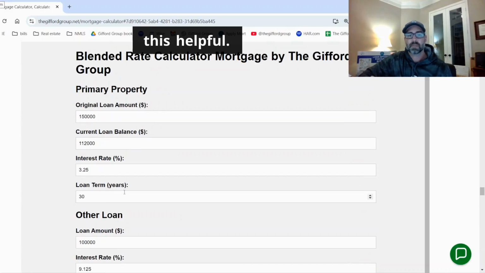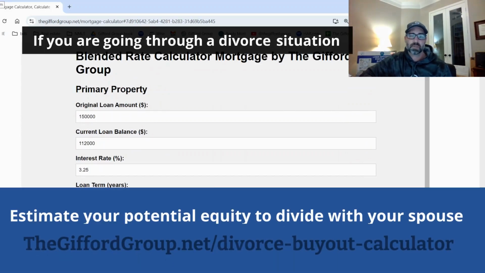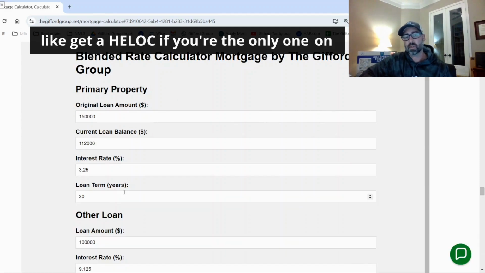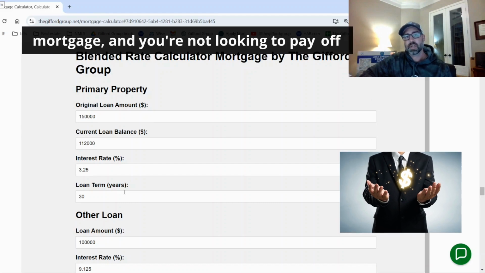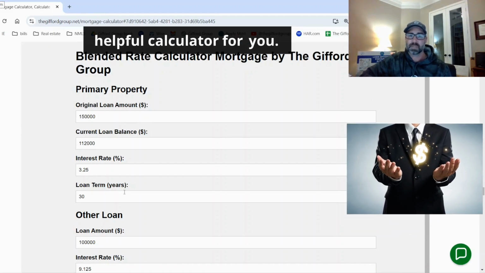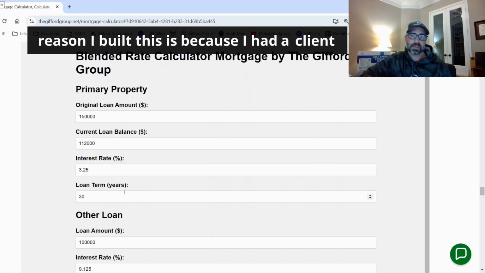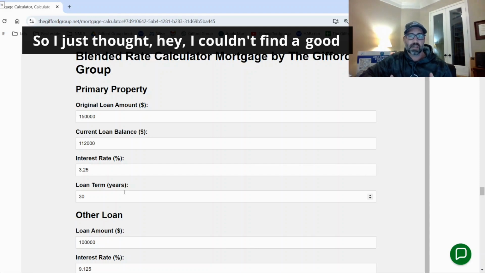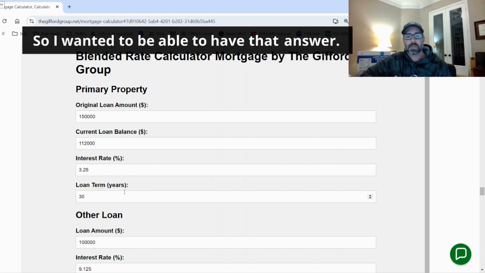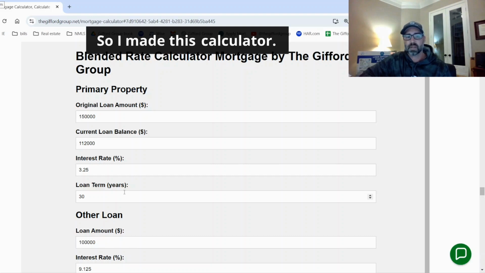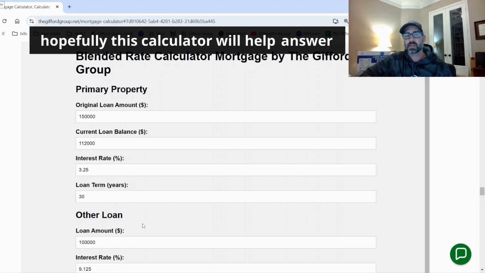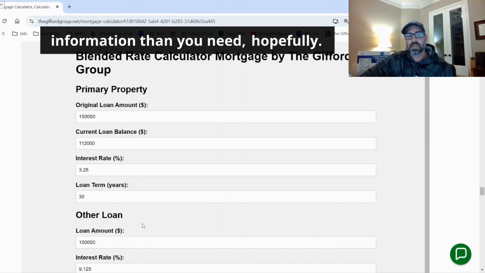So once again, hopefully you found this helpful. If you are going through a divorce and you are looking to get a HELOC, if you're the only one on the original mortgage, and you're not looking to pay off the underlying mortgage, this could be a helpful calculator for you. The reason I built this is because I had a client who was asking a specific question in this case. I couldn't find a good answer for it, so I made this calculator. So hopefully if you're trying to figure out what this blended rate is, or whether it makes sense to keep the underlying mortgage or not, this calculator will help answer those questions and give you more information than you need, hopefully.